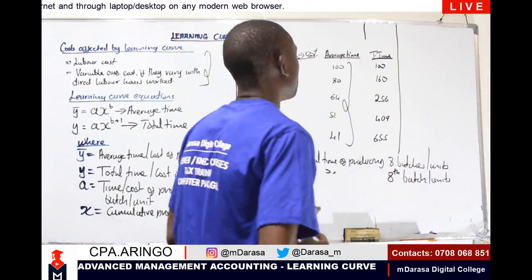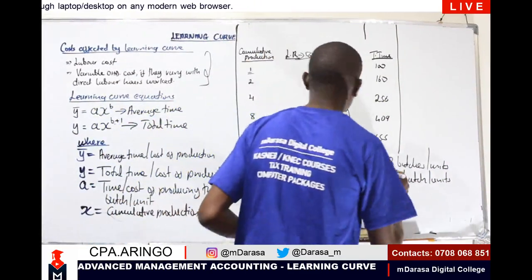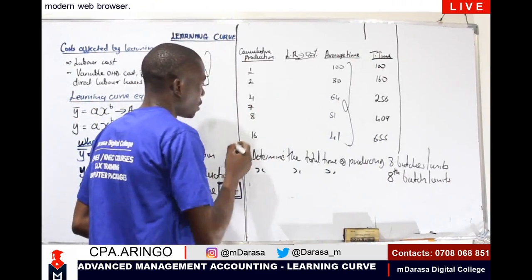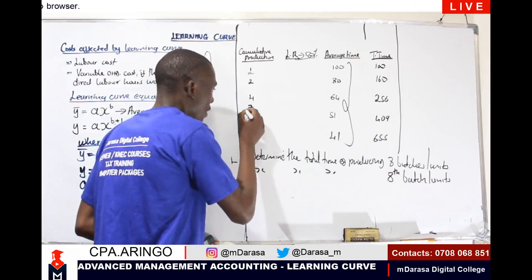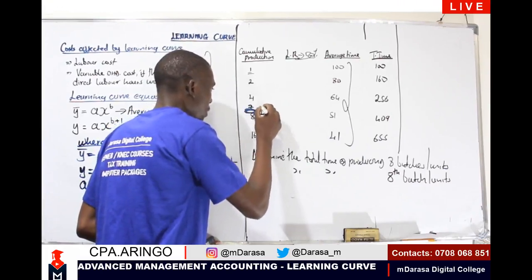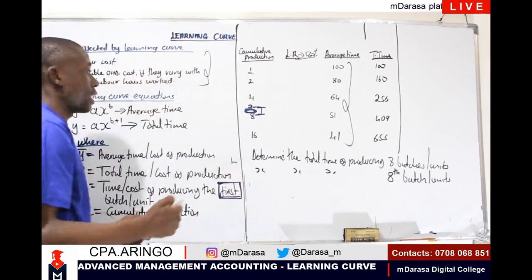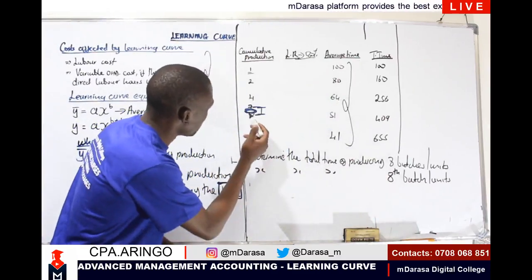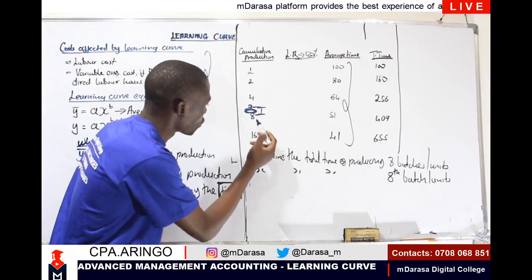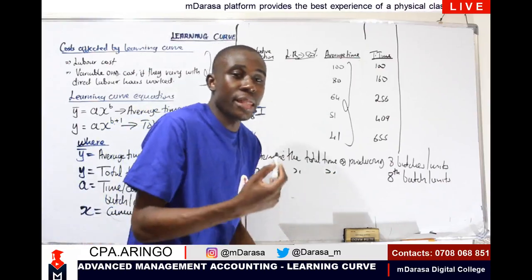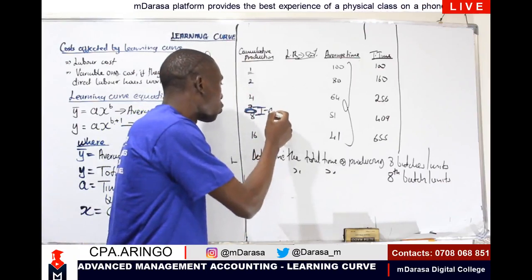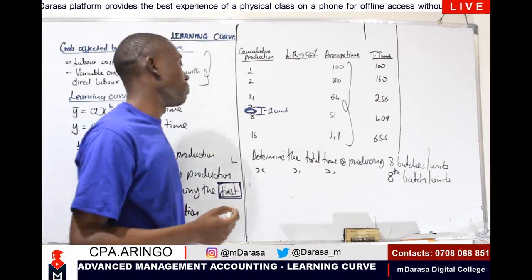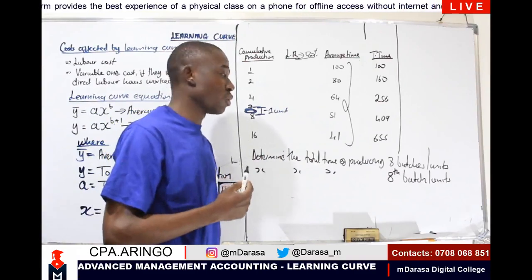I'm looking at the 8th batch. So to determine the 8th batch, it means that I should be having 7. So this time here, the time or cost between 7 and 8 is what I'm requested to determine here. This gap here between 7 and 8, that's what the examiner wants us to determine, the 8th batch. So at this point, I'd be looking at only that one unit.